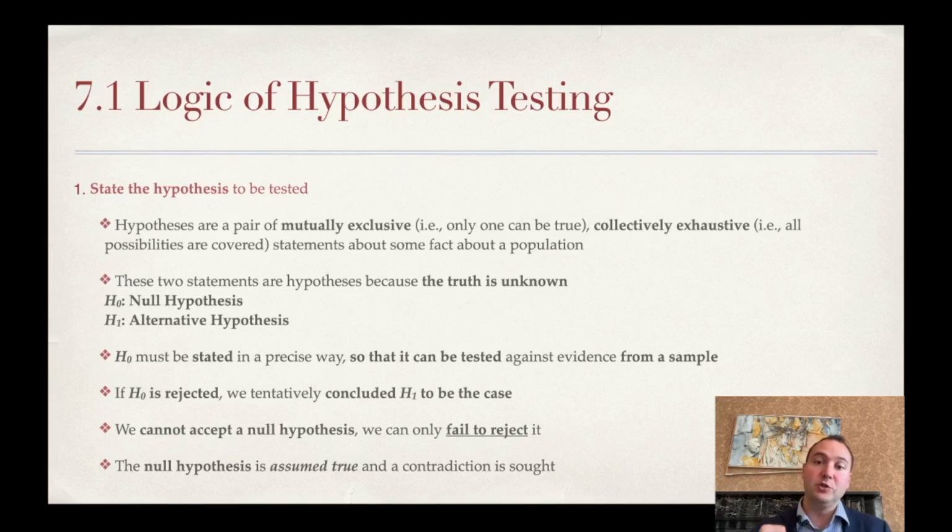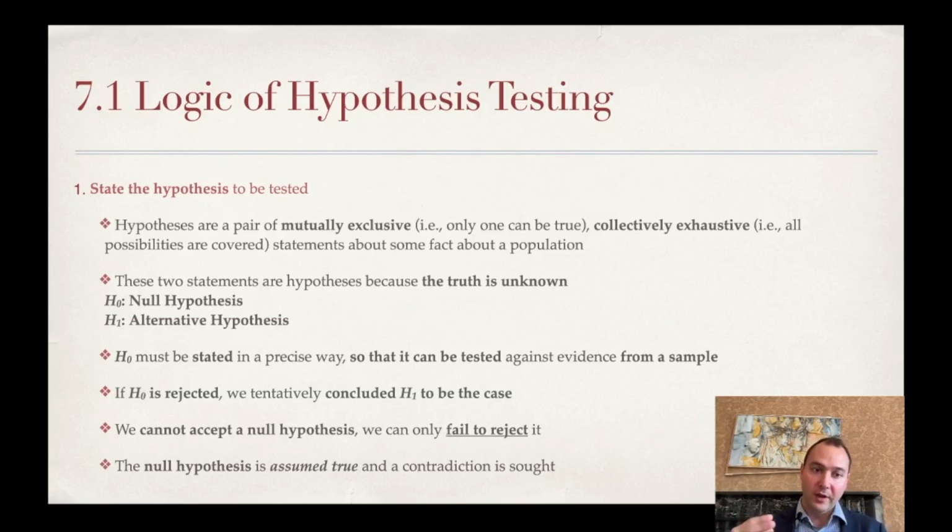Hypotheses are a pair of mutually exclusive and collectively exhaustive statements about some fact about a population. Mutually exclusive means only one statement can be true at a time. In other words, more than one hypothesis cannot be true. We need to state our hypothesis in a way where it's either true or not true. Collectively exhaustive means we're considering all possibilities. So these two statements are hypotheses because the truth is unknown. In other words, we don't know what the actual truth is, which is why we need to test it.